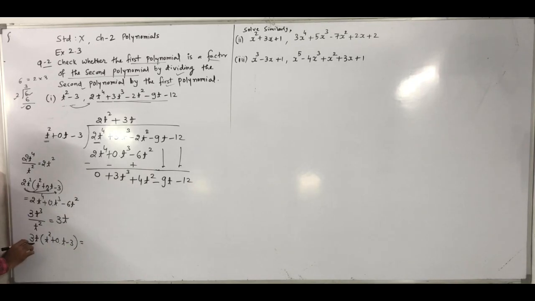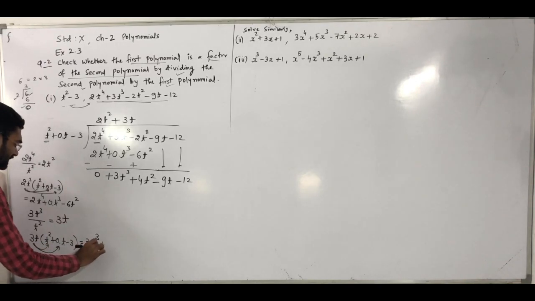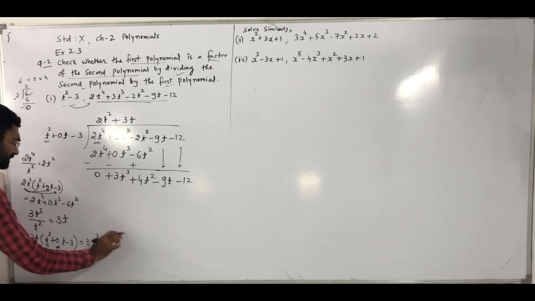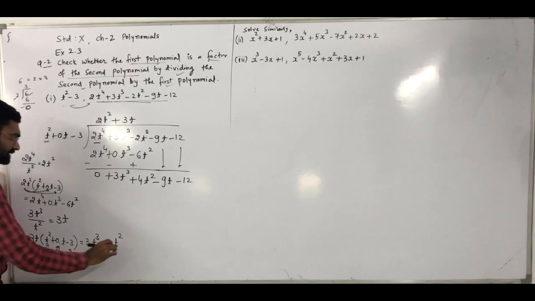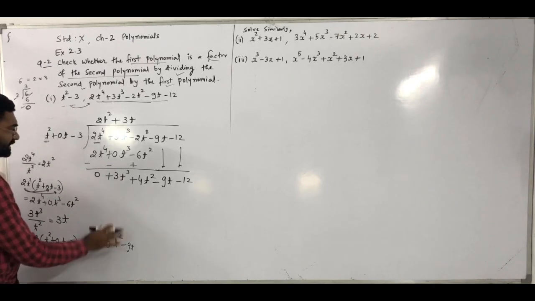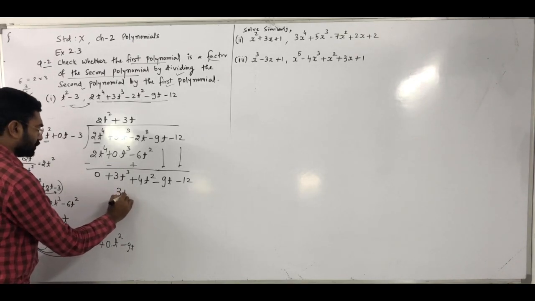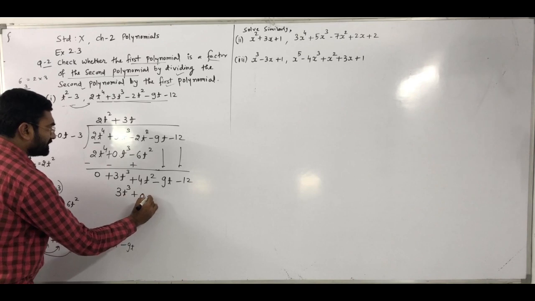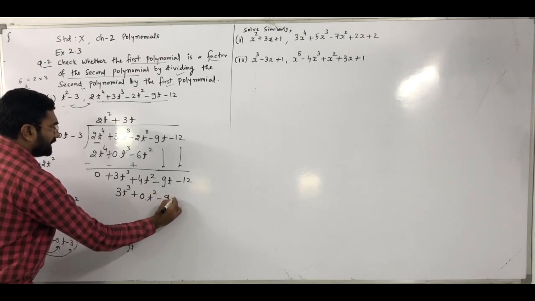So what do we get? That 3t is multiplied with t square, so 3t cube. That 3t is multiplied with 0 into t, so we get 0 into t square. And 3t is multiplied with minus 3, so we get minus 9t. Right? So all three terms we have to mention here: 3t cube plus 0 into t square minus 9t.